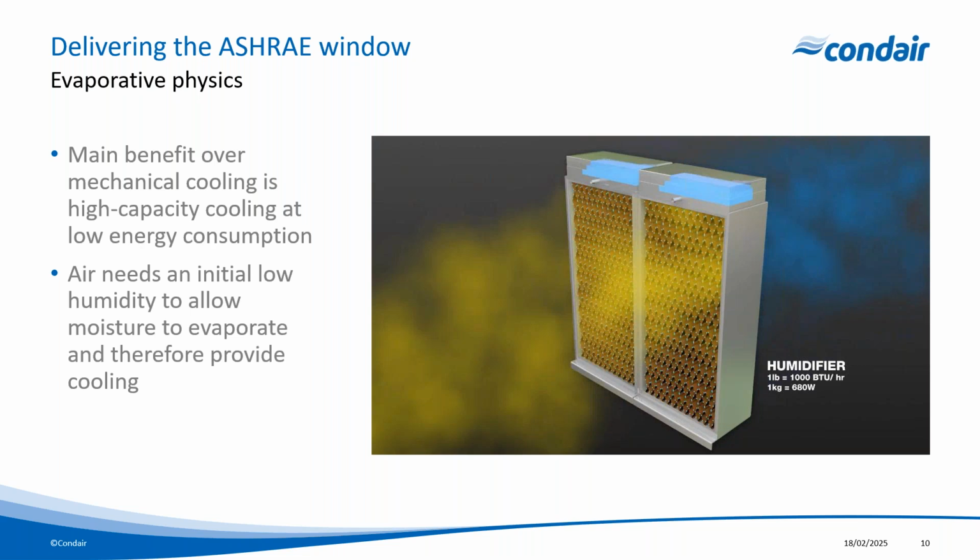So that means for every 1 kilogram of water that we evaporate into the air, we can actually achieve 680 watts of cooling. Now, the caveat to this process is that the supply air does need an initial low humidity level to allow for that moisture to evaporate and provide the cooling. Because air can only hold a certain amount of moisture, if the moisture content or the humidity in the air is already high, it's going to limit the amount of evaporation and cooling that we can actually achieve with this type of system.